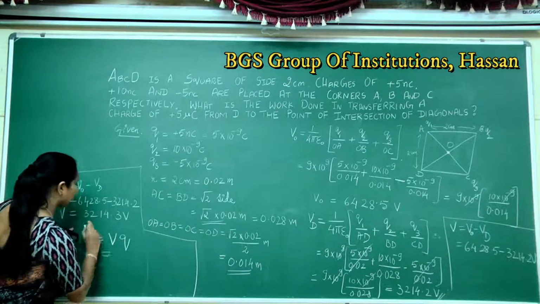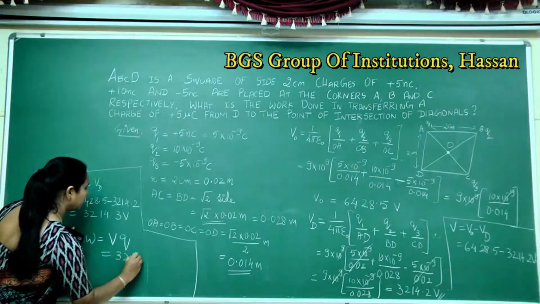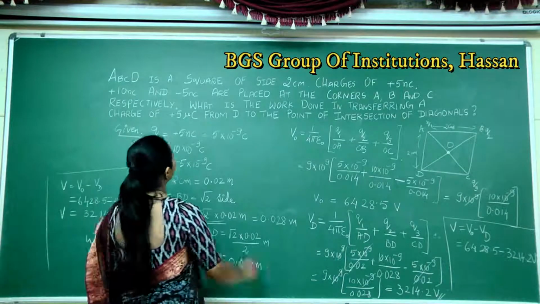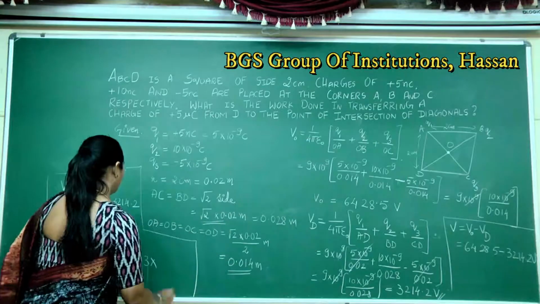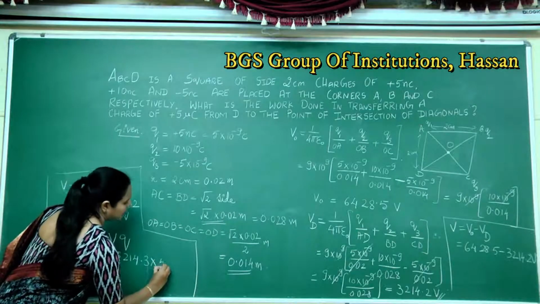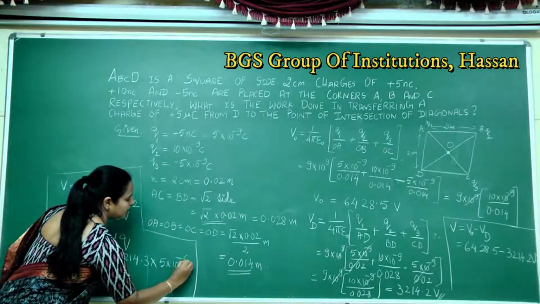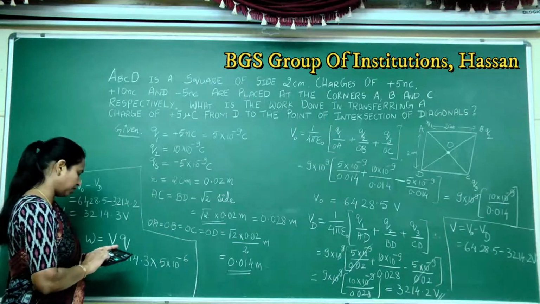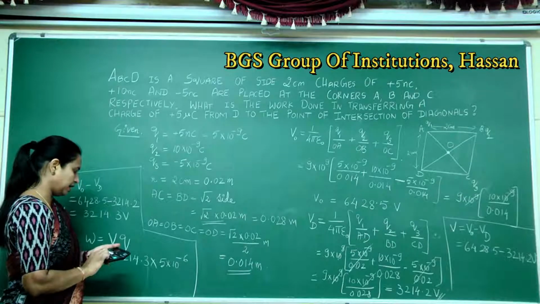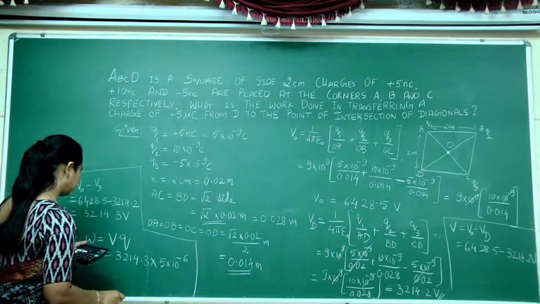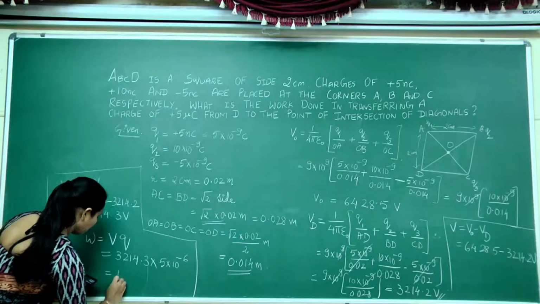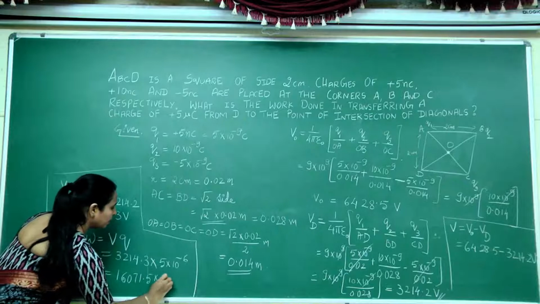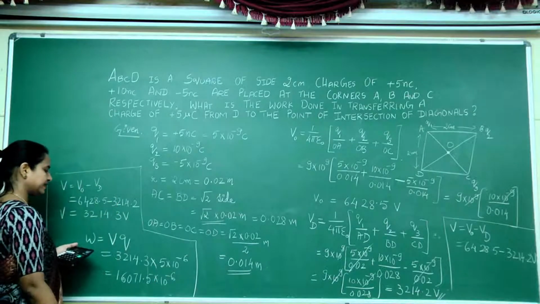And what is V? We have calculated here 3214.3. So which charge we have to transfer? 5 microcoulomb. What is the value of micro? 10 power minus 6. And do the calculation now. 3214.3 into 5. And it is 16071.5 into 10 power minus 6.